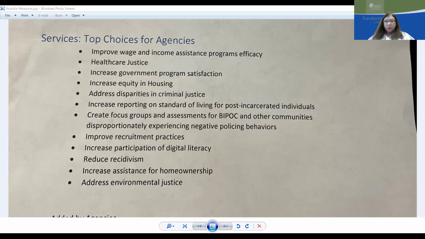Okay, so if I have done the math correctly, and that's what I'm hoping somebody else can double check, it looks like number 4 had 16 votes, which would be increased equity in housing. That was the most. And then we had a tie at 13, which is number 8.